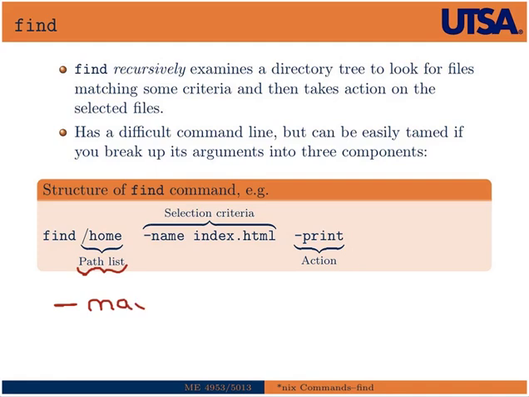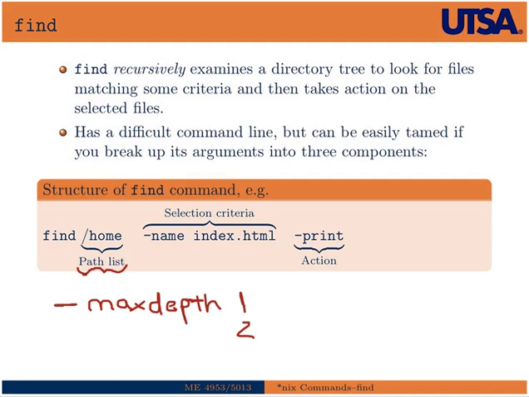You can specify the depth of the recursiveness by using an option, max depth. So if you only wanted it to search in home, you could set max depth to 1. If you wanted to search in home and all directories within home, but not directories within those directories, then you would set that to 2. Okay, so that's kind of how that works.